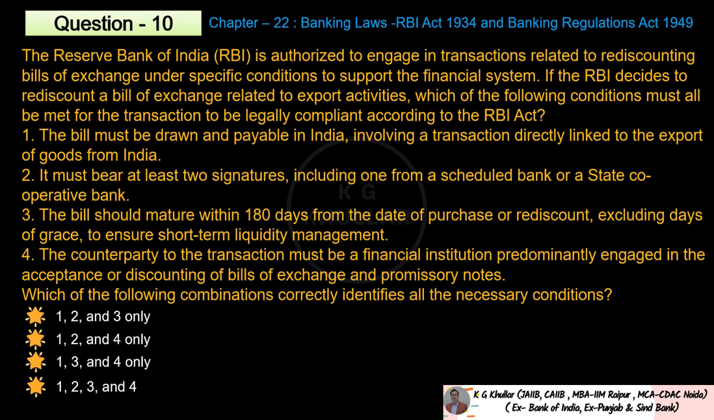Now friends, the correct option for the given question is option D, that is, all the listed conditions are required for RBI to rediscount bills of exchange related to export activities. Now, this involves ensuring the bills are drawn and payable within India, bear at least 2 good signatures, including that of a scheduled bank or a state cooperative bank, then mature within 180 days to support liquidity needs, and lastly are handled by an institution predominantly involved in managing such financial instruments. Now, this approach ensures that RBI supports only genuine export activities while also maintaining sound financial practices.